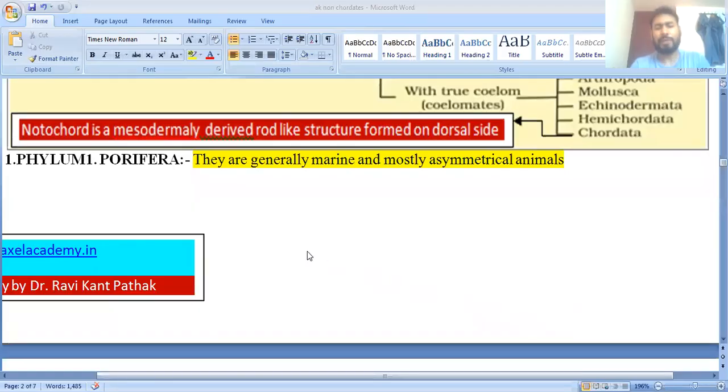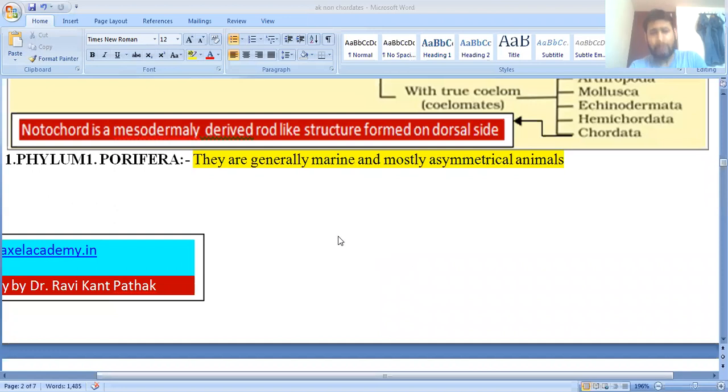If we read them one by one, the first is the phylum Porifera, second is Coelenterata, third is Ctenophora, fourth is Platyhelminthes, fifth is Aschelminthes, sixth is Annelida, then Mollusca, then Arthropoda, Echinodermata, Hemichordata, and Chordata. We will discuss each phylum one by one, with its specific characteristics and examples.